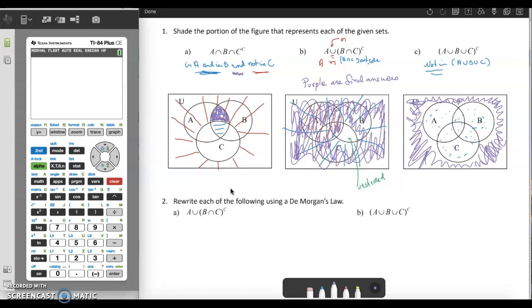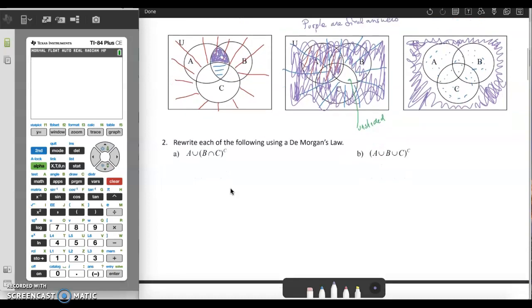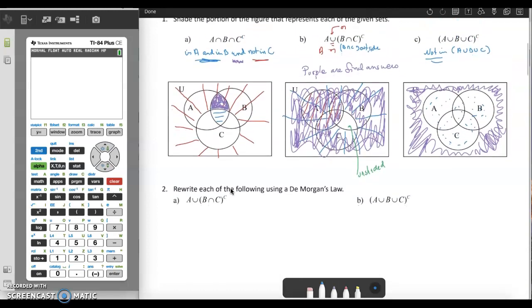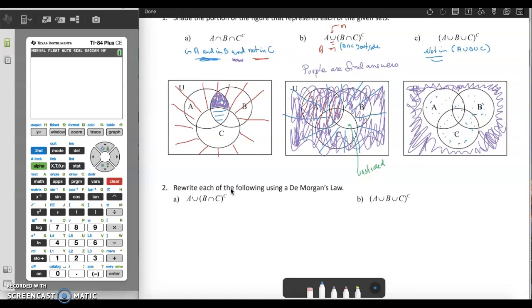Okay, so I was practicing with some Venn diagrams and some shading. Now let's use our De Morgan's laws to rewrite some different set operations, because sometimes it's just easier to look at them in a different way. Okay, so we have A union, the B intersect C complement. So this one comes from part B above. So how could we rewrite that with a De Morgan's law?